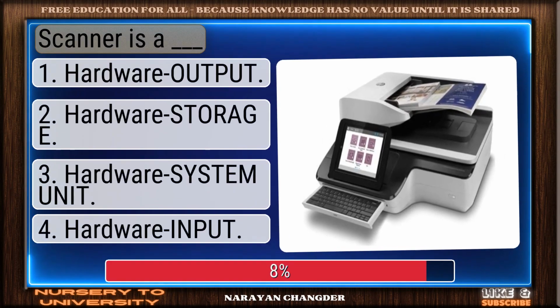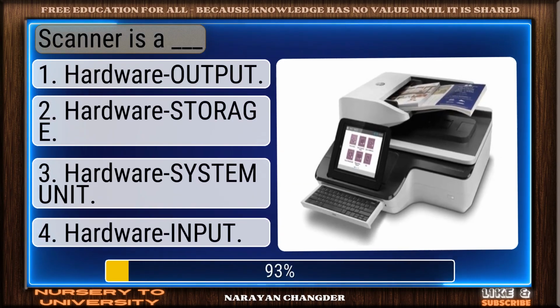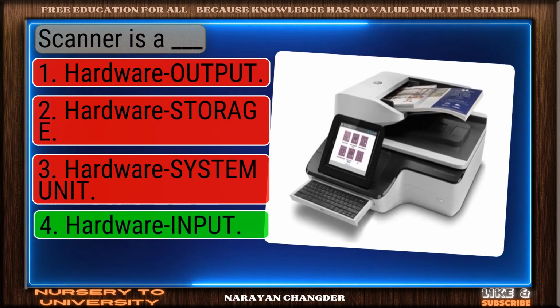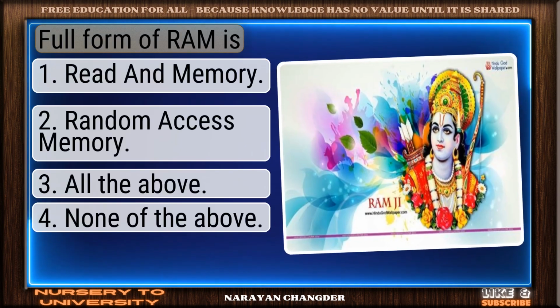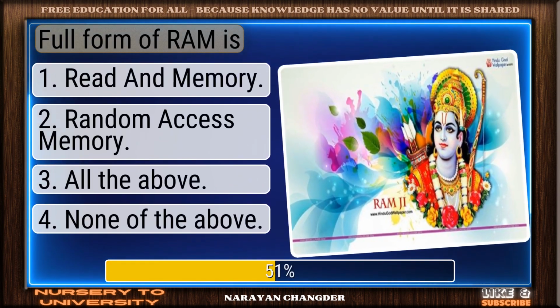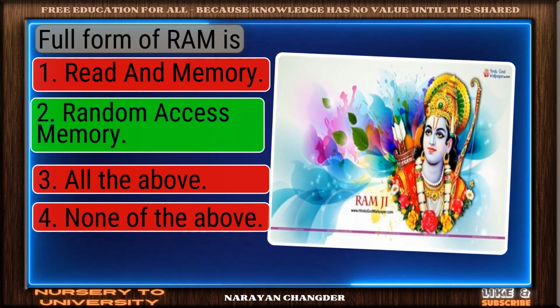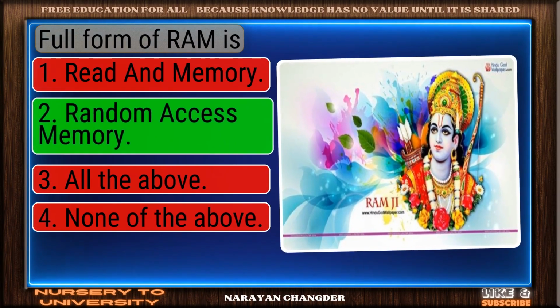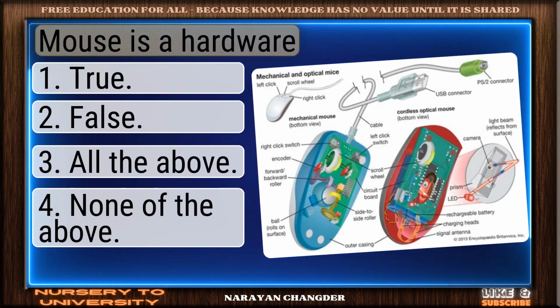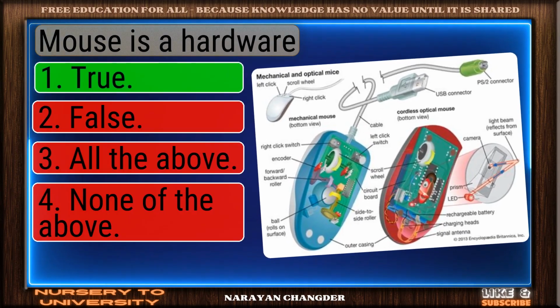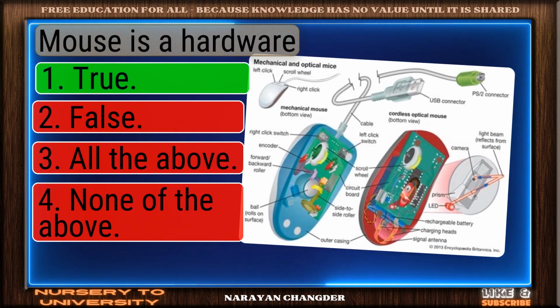Scanner is a dash. Excellent. Hardware input is a brilliant choice. Full form of RAM is. Excellent choice. Random access memory is the right answer. Mouse is a hardware. Well done. True is the right choice.